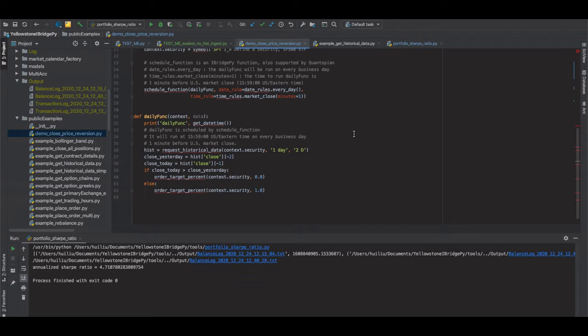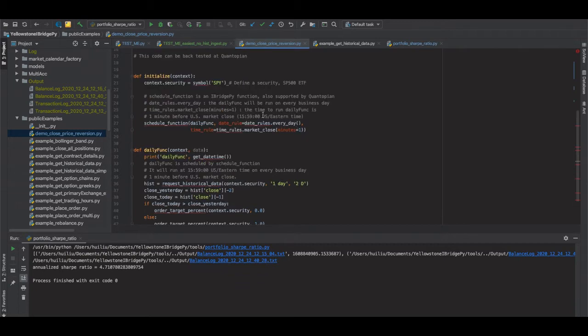At this moment, before the market close, we place an order to long the position, which means we want to buy. In this strategy, we want to buy 100% of the portfolio. If today's price is higher than yesterday's price, which means there's a price jump, then we think it's time to sell off our portfolio. Because yesterday there was a price jump and we got the benefit, it's time to sell.